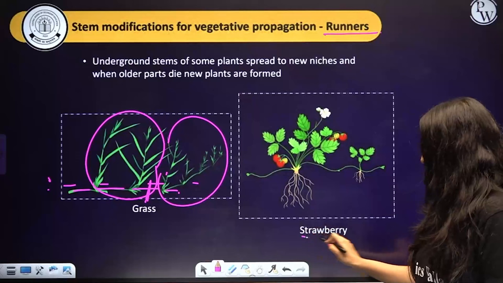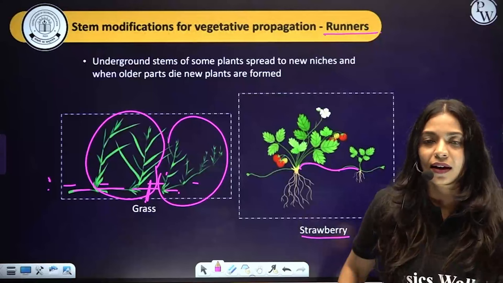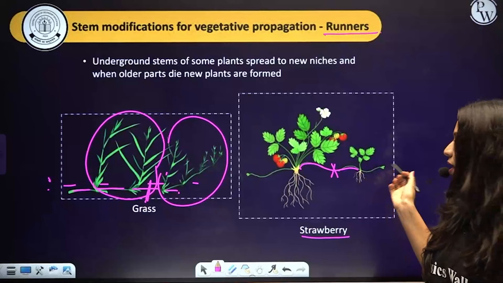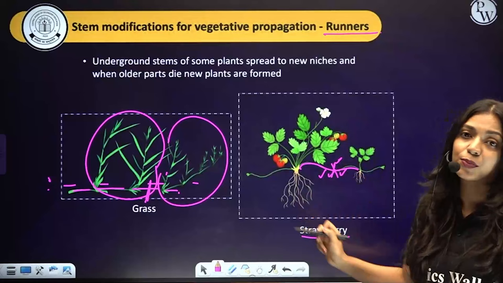You can see it horizontal. Okay, so you have roots here, you have roots here. Right now, it looks like a single plant, but if this is damaged due to any reason, you will get a new plant from this. And that is possible because of this runner. That's why it's a stem modification for vegetative propagation. All right?